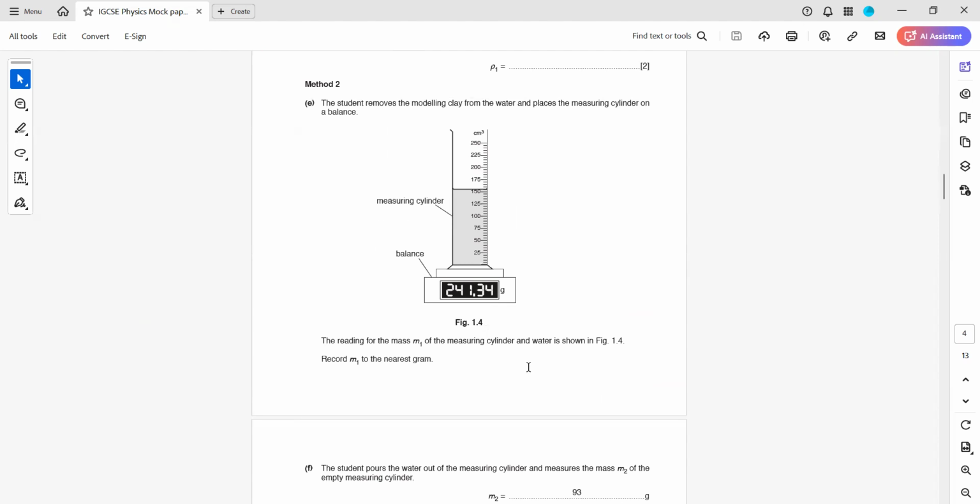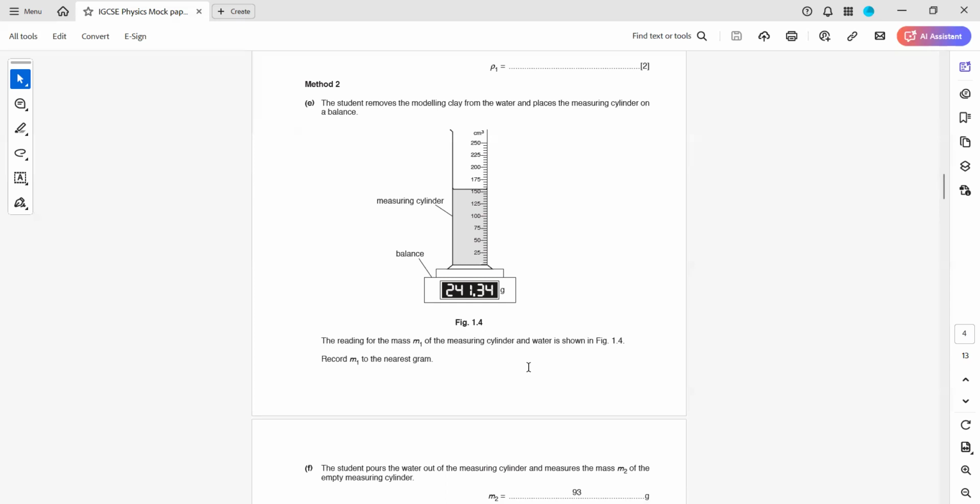So what could be the reason? Inaccuracies are there. In the second method, when we transfer the water, maybe not all of the water is transferred, or the measuring cylinder is not completely empty. If the measuring cylinder is not completely empty, what will happen? We will have an inaccuracy because we will not have the mass of the empty measuring cylinder. It will have some water inside.